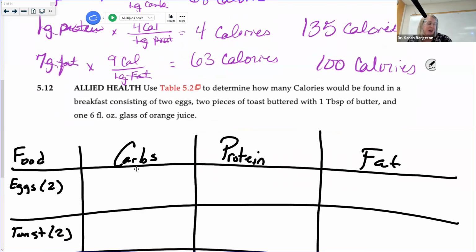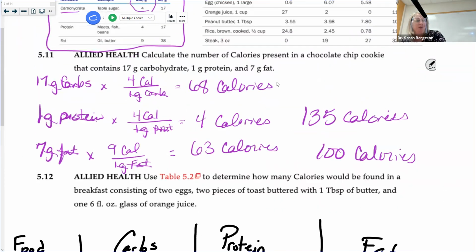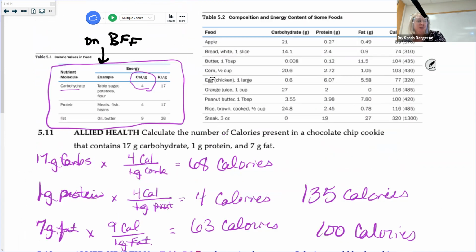So tell me about eggs. What do we have in eggs? Go and look up at the table, right up at the top, and find the food. We find eggs. This is for 1 large egg. It tells me how many grams of carbohydrate, protein, and fat. Now, they were really nice and they gave you calories here in parentheses, but I'm not always going to give you that. So I don't want to go off of this. I won't give you this column on an exam.